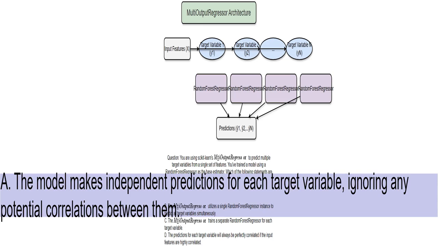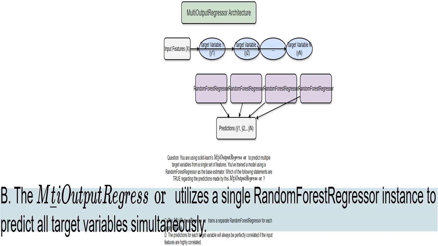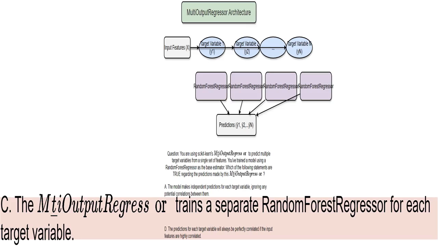multioutputRegressor actually works? Option B proposes that a single randomforestregressor handles all predictions at once. Let's see if this aligns with the multioutputRegressor's behavior. Option C suggests that a separate randomforestregressor is trained for each target variable.